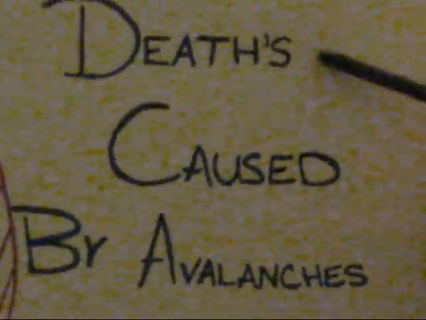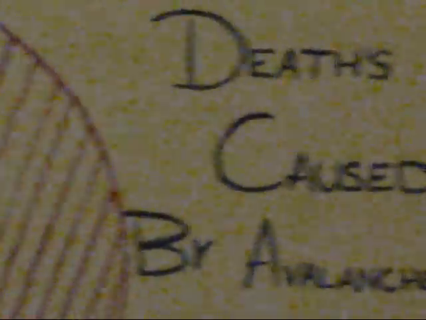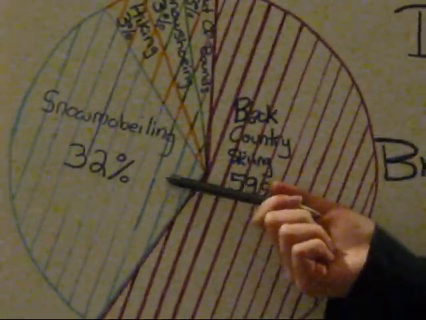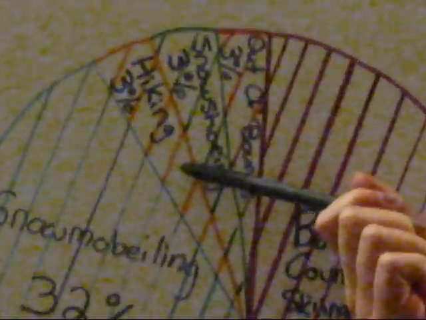Here we have graphed the deaths caused by avalanches, 59% being backcountry skiers, 32% being snowmobilers, 3% hiking, 3% snowshoeing, and the last 3% being out-of-bounds areas that people have wandered.